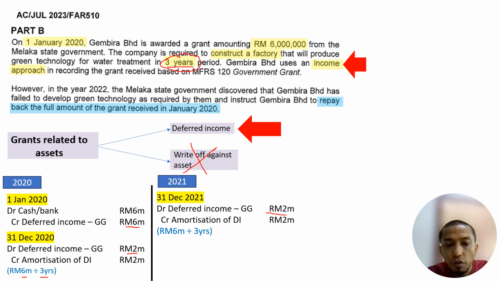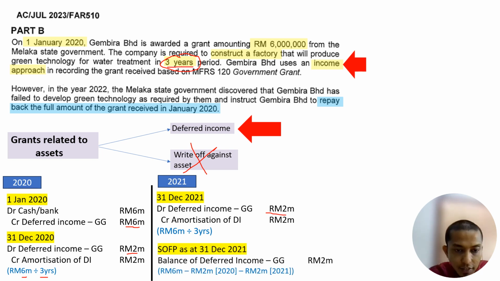So the remaining balance of our deferred income is how much? Okay, so this is the statement of financial position as at 31st December 2021 at the end. So we minus 2 million, we minus another 2 million. So the balance of our deferred income is actually 2 million. So in 2022 we want to do the revoke or revocation of this grant, the one I put in blue color. You see, we need to pay back in full amount. How much is the full amount? 6 million we need to pay in full.